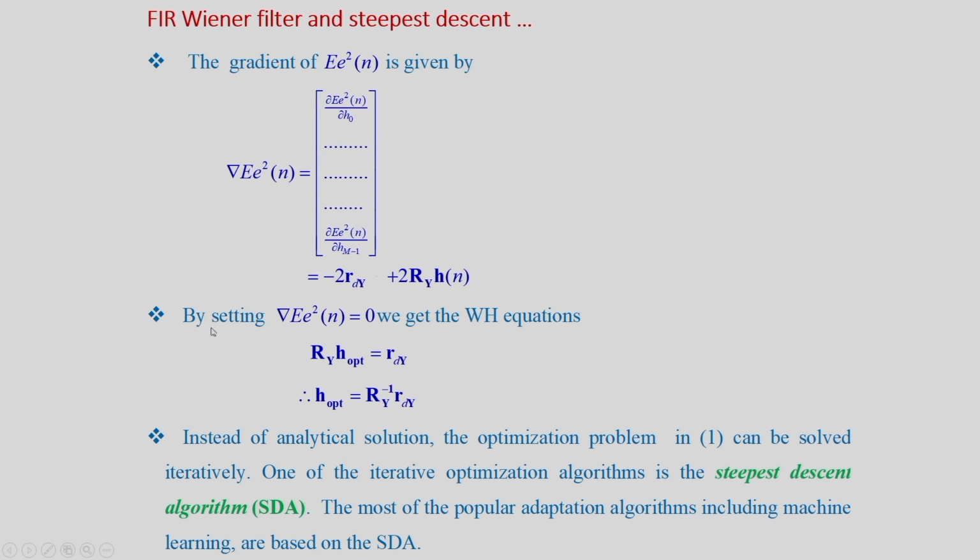For the minimum, the gradient of E of e squared n is equal to 0. So, that we get the Wiener-Hopf equation: R_y into h optimum is equal to r_dy. So, autocorrelation matrix into coefficient vector is equal to cross correlation vector, and we can get h optimum by this relationship: R_y inverse into r_dy.